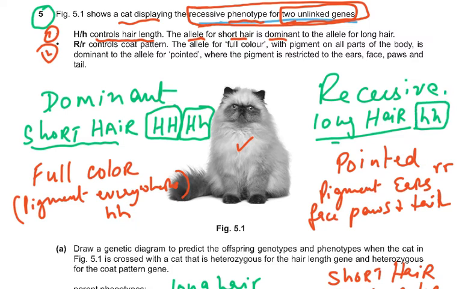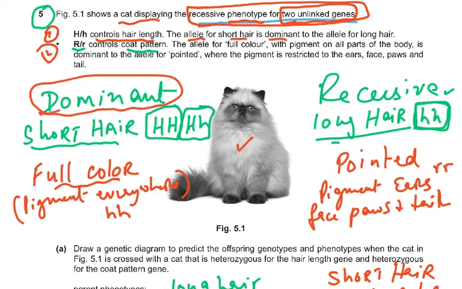Now this is something which you need to write on the paper and do this working. What is the dominant trait? What is the recessive trait? So this is definite, this is the recessive trait. Then big R and small r control coat pattern. And one is full color. This is the full color, and the full color with pigments on all parts of the body is dominant. So this is the dominant. So these are the ones which I've written on this side. These are all the dominant traits. Short hair number one, and full color, which is pigment everywhere.